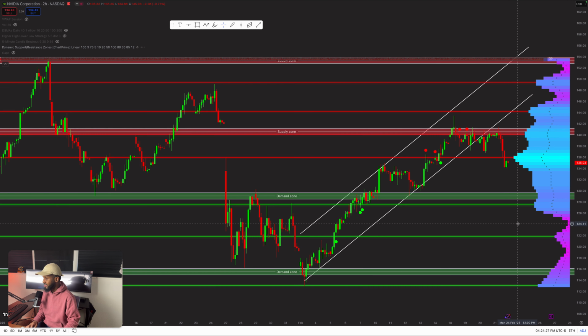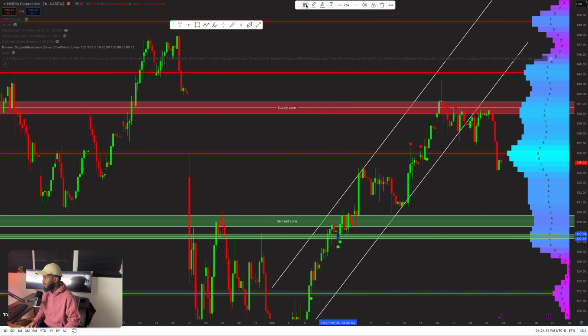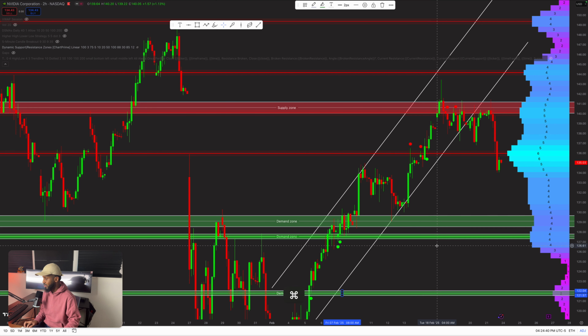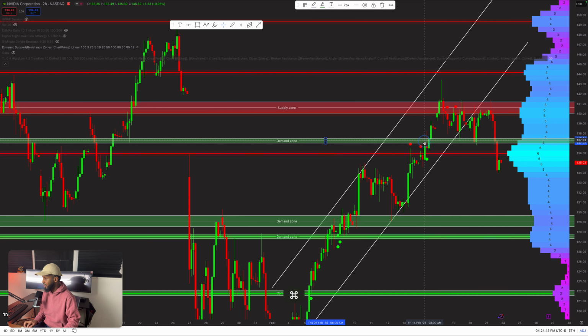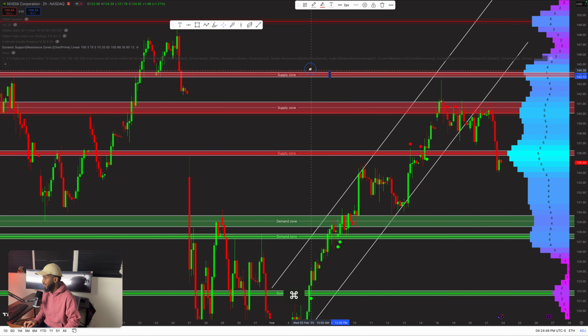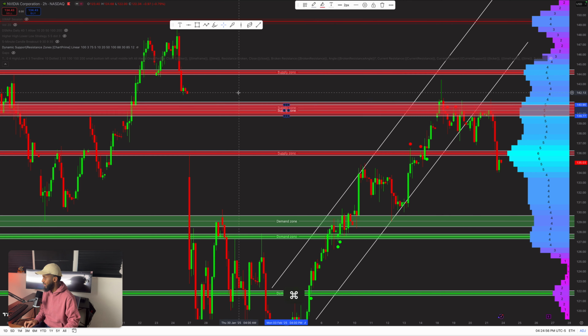Alrighty, we'll give it a couple seconds for it to pop up. And now we'll do the same thing. We have a demand level right there, so we'll label that demand. Pull this thing lower. We have another demand zone down there. Pull this thing higher. We have a supply level right there above the price action. And then we have one up there. And then we have a little one right there. I think that's enough for now.